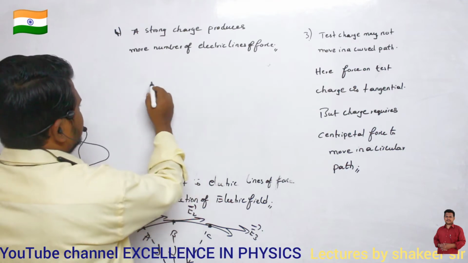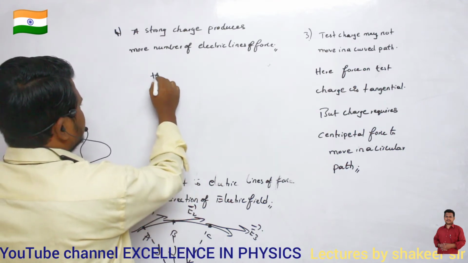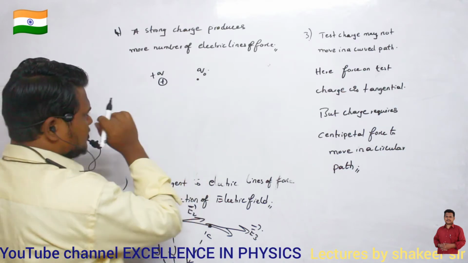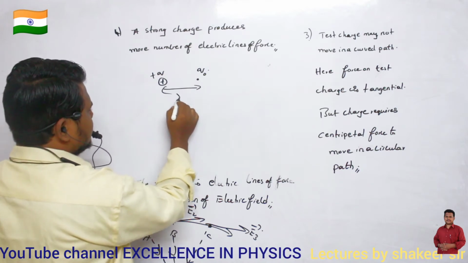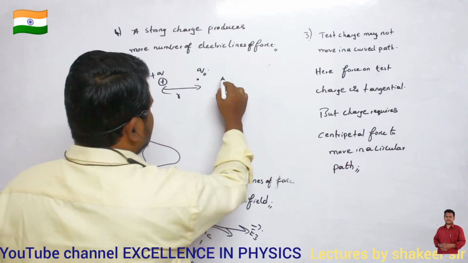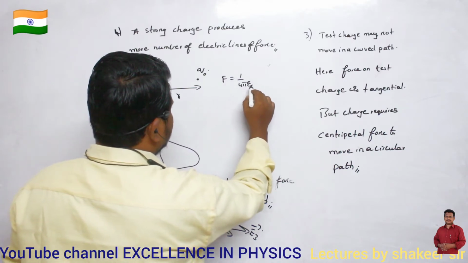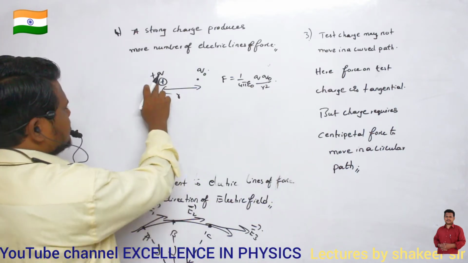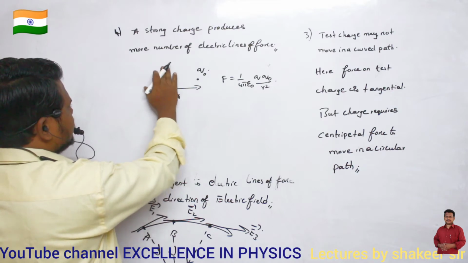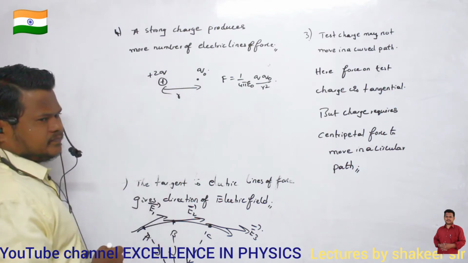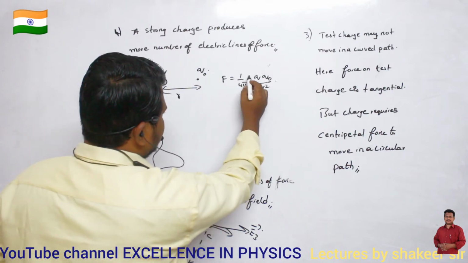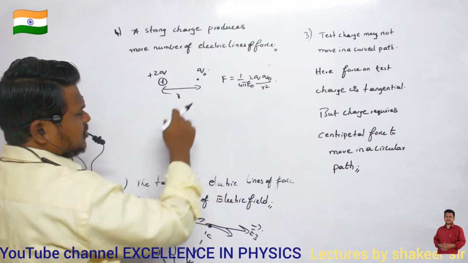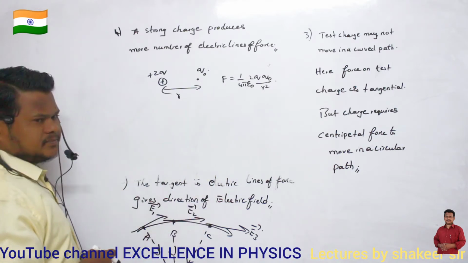See, for example, if I place plus Q charge here, and here if a charge of Q0 is present, then what will be the force of attraction between them? If the distance between them is r, the force of attraction is 1 by 4 pi epsilon naught, Q Q0 divided by r square. Clear? So instead of placing plus Q here, if I place plus 2Q, then what will happen? Force of attraction will become 1 by 4 pi epsilon naught, 2Q into Q0 divided by r square. So the force of attraction is getting doubled, no?